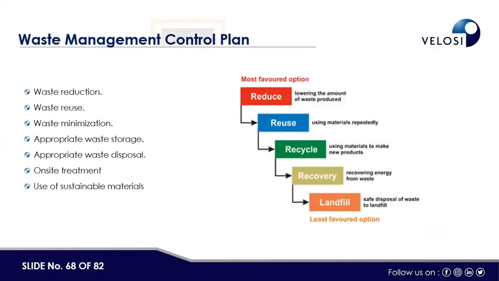junctions. Waste management control plan, the procedure and the aim is waste reduction, waste reuse, waste minimization, appropriate waste storage, appropriate waste disposal, on-site treatment, and use of sustainable materials.